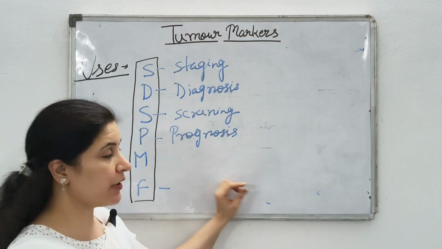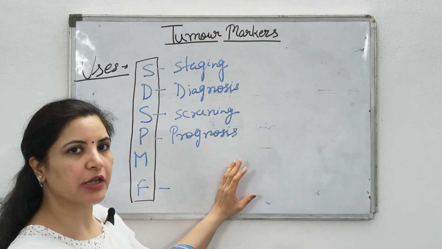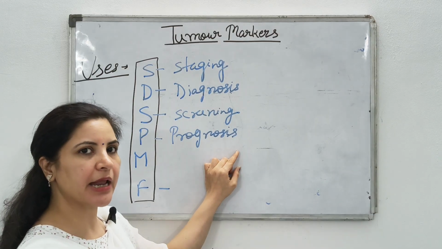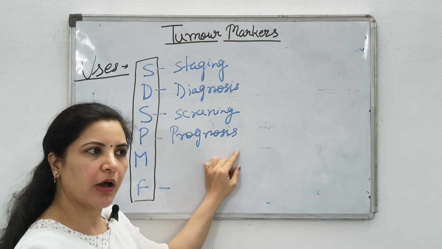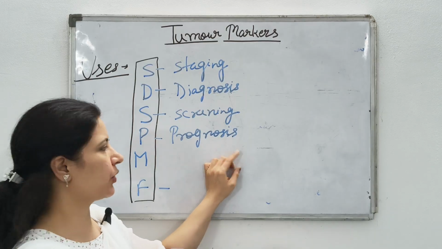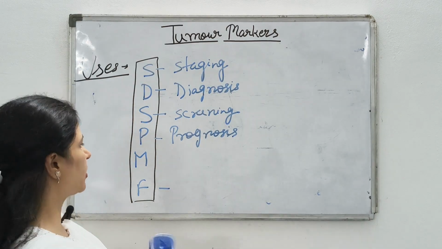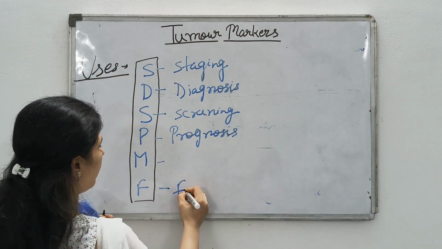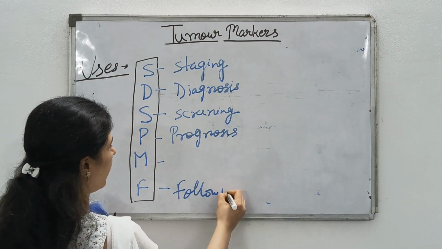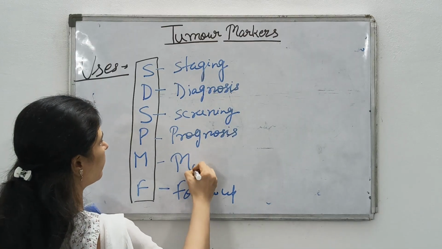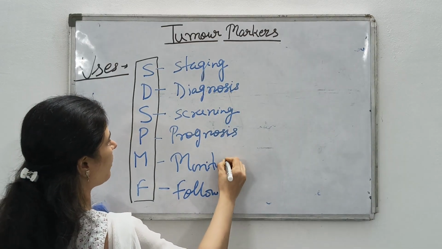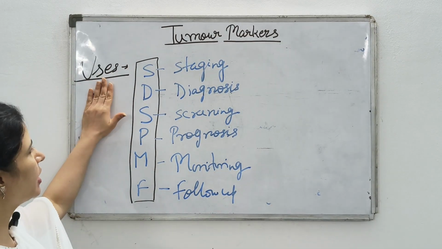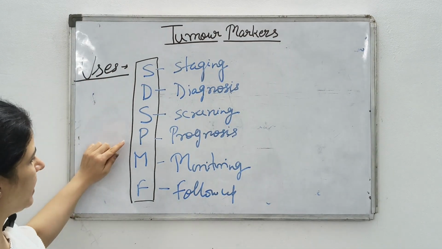If the cancer responds very well to treatment, it has a good prognosis. If you are treating cancer and it is not going in a healthy way, it has a worse prognosis. This is the meaning of prognosis. F is for follow-up, and M stands for monitoring. By tumor marker, you will do the monitoring of your cancer. So what are the uses? SDSPMF.